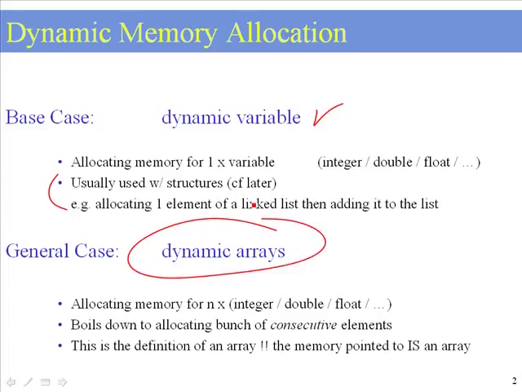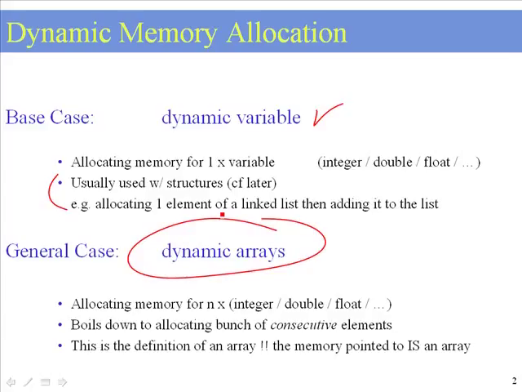I can allocate one dynamic integer, but I can also allocate n dynamic integers, which means pretty much I can allocate a dynamic array using malloc. How does that work? Well, from what I told you so far about malloc, when you call malloc, you say, I want this much space.